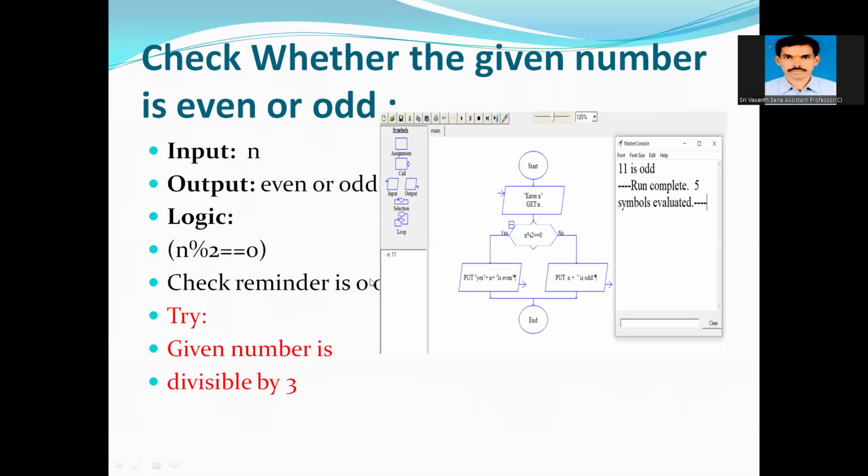For this purpose, I am taking the value of n as 11. So 11 modulo 2, here the remainder is 1. Then the control goes in this way, and here it is printing 11 is odd.